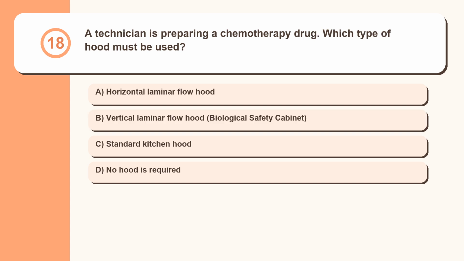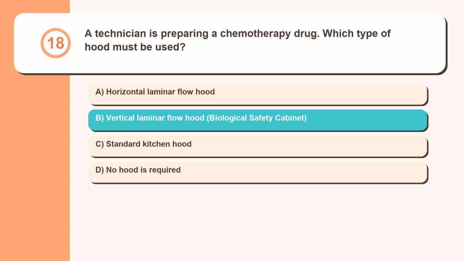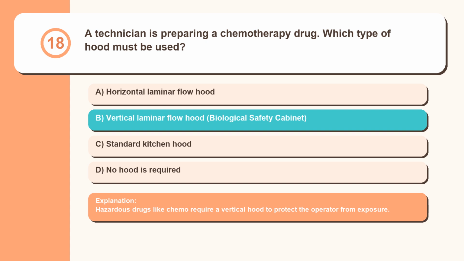Question 18. A technician is preparing a chemotherapy drug. Which type of hood must be used? Horizontal laminar flow hood, vertical laminar flow hood, biological safety cabinet, standard kitchen hood. No hood is required. Hazardous drugs like chemo require a vertical hood to protect the operator from exposure.